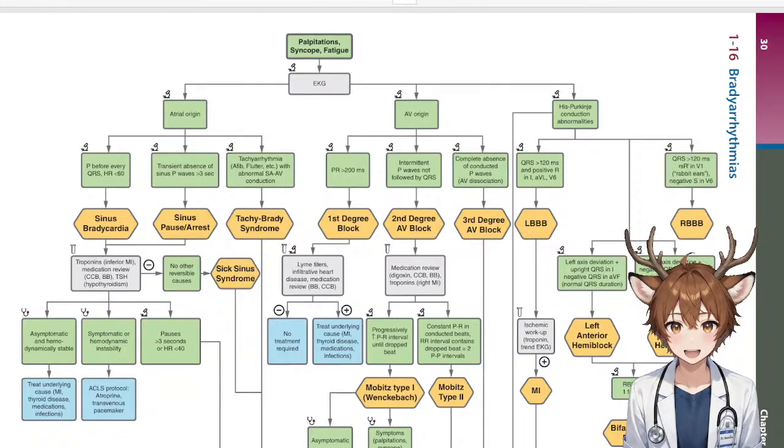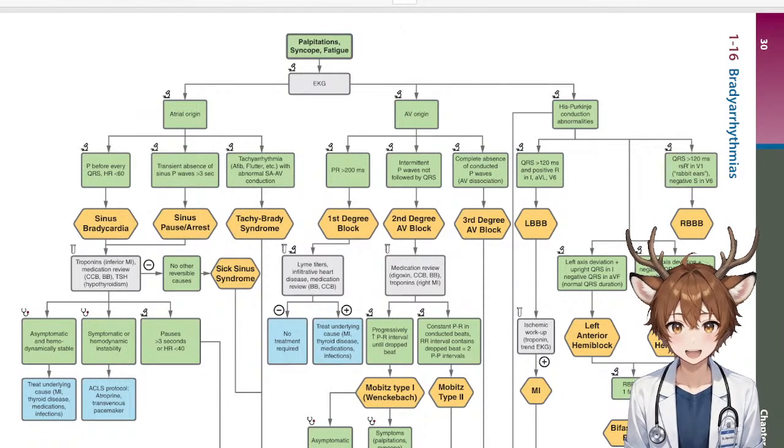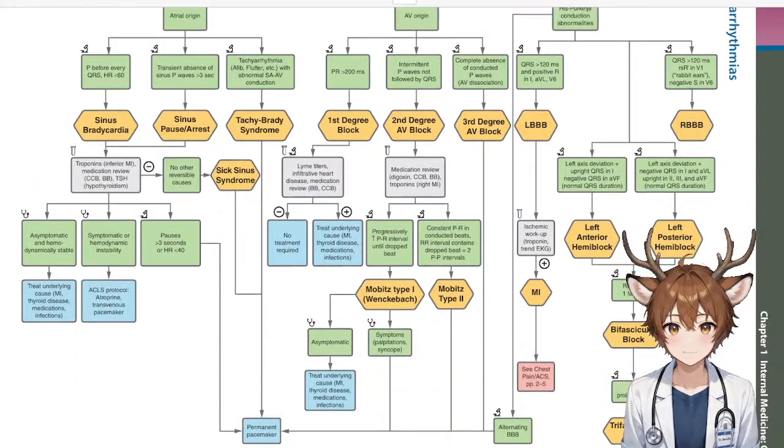We're talking before about tachyarrhythmia, AFib, aflutter, etc. with abnormal SA and AV conduction, in which case you have tachy-brady syndrome, in which case what do you do? Permanent pacemaker.